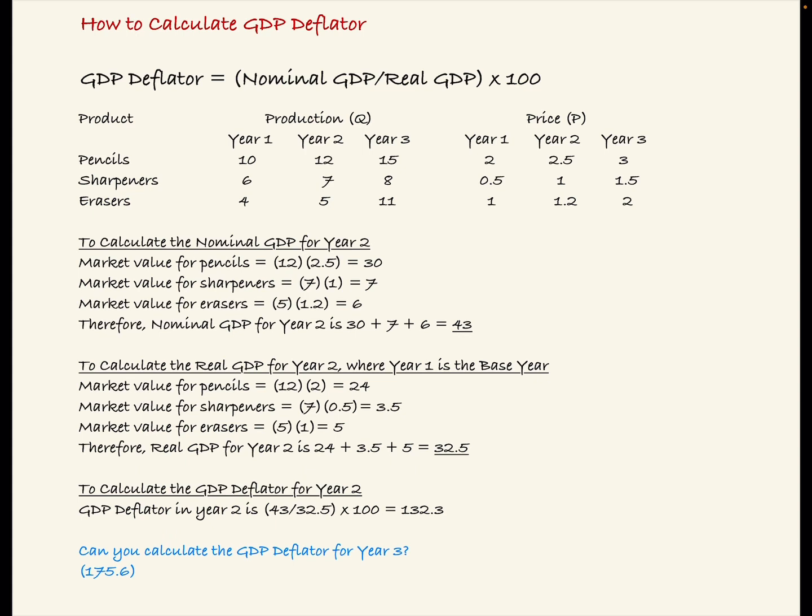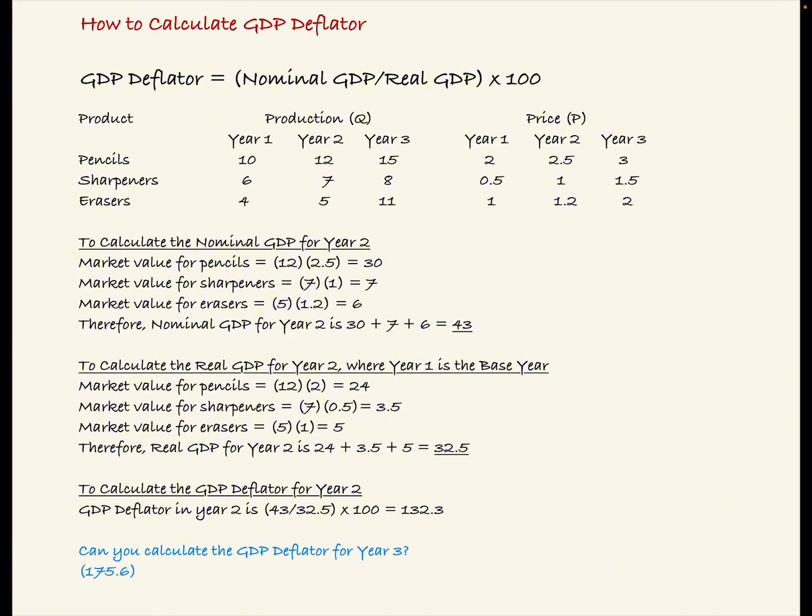Now we need to calculate the real GDP for year 2, and we're going to use year 1 as the base year. To find the market value for pencils when we're calculating real GDP, we take the quantity of production of pencils in year 2, which is 12, and multiply it by the price of a pencil in year 1, which is 2, and that gives us 24.